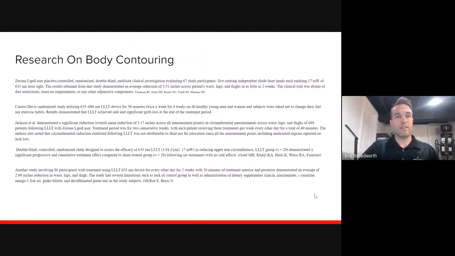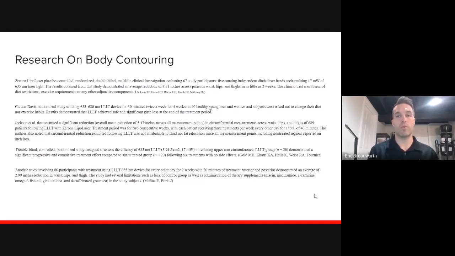So next is the research on body contouring. Red light therapy has been shown to be beneficial in helping with body contouring and helping to lose inches. And from what I have seen, this is where it's really helped quite a bit, even more so than weight loss, is the body contouring aspect. So a lot of different research out there. We're going to hit on several of these studies, 5 different studies.